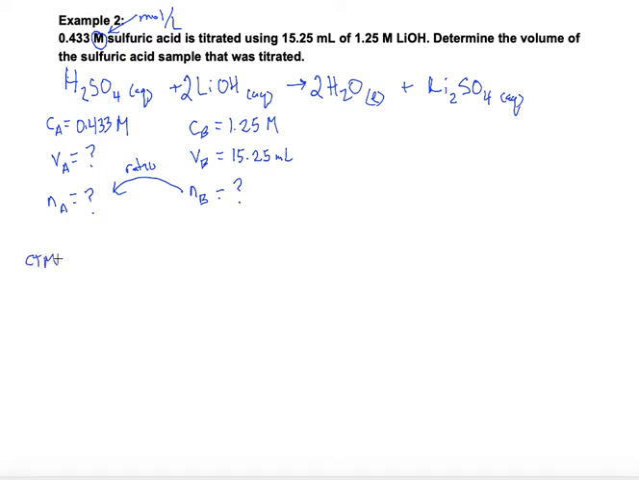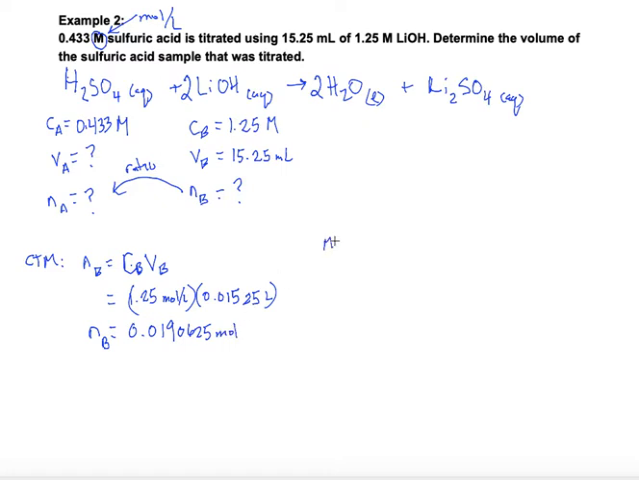So I'm going to convert to moles, or CTM as some people like to talk about it. And I know I've got enough information to find moles of the base, so I'm going to do that first. Moles of base is the concentration of the base times the volume of the base, right? So 1.25 moles per liter times our volume, and convert this into liters, because this unit has liter in it. And so our number of moles of base is going to be 0.0190625 moles.